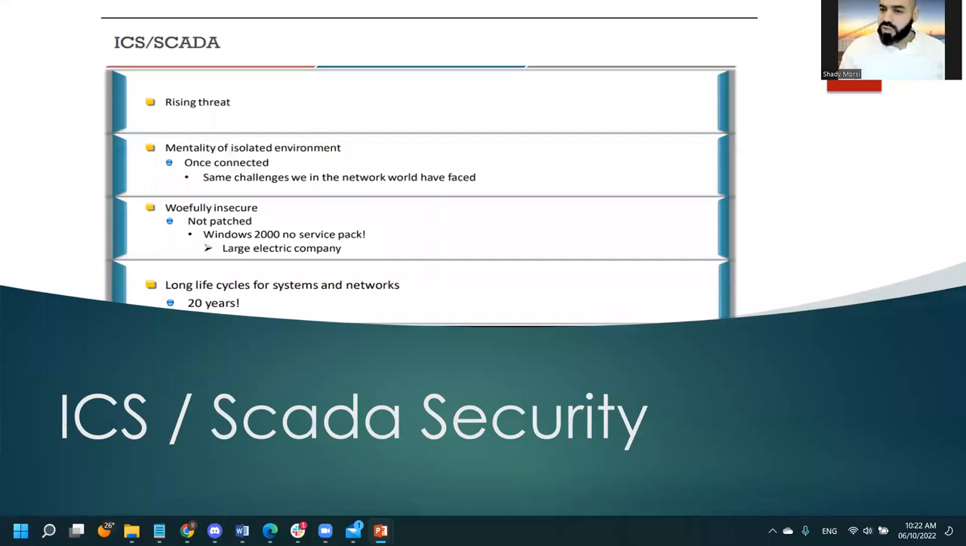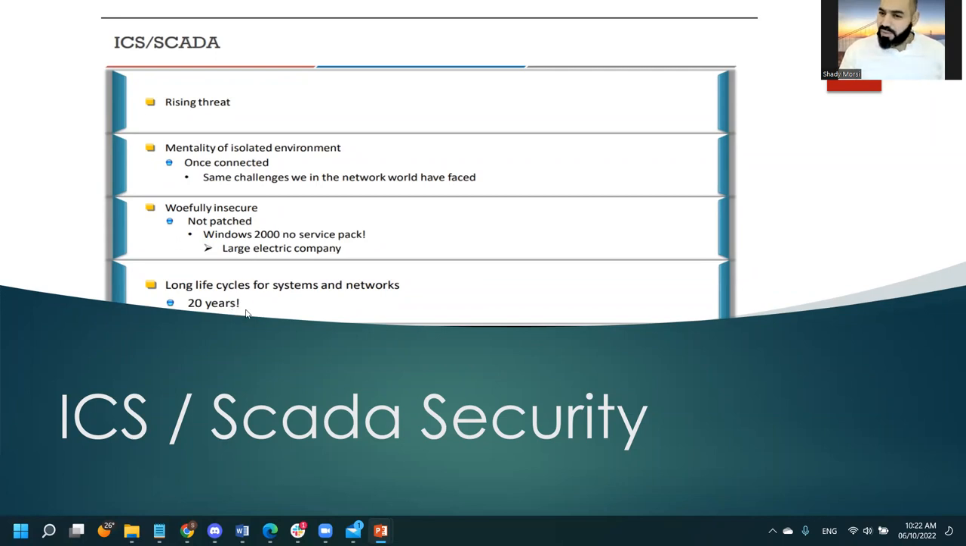Okay, so as I mentioned, for you guys to understand the security of SCADA, you need to understand that one of the major issues with SCADA is not only that it's connected to the internet, it's also old, outdated, un-updated systems. So if you look at this over here, it's saying the long life cycle for systems and networks is 20 years.